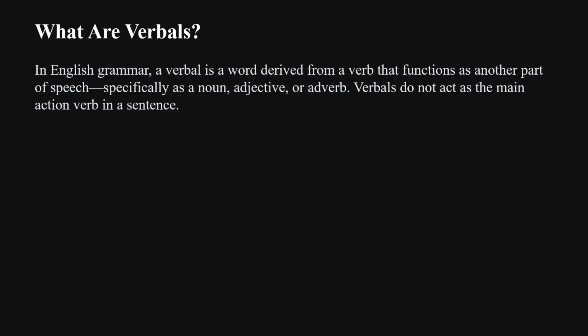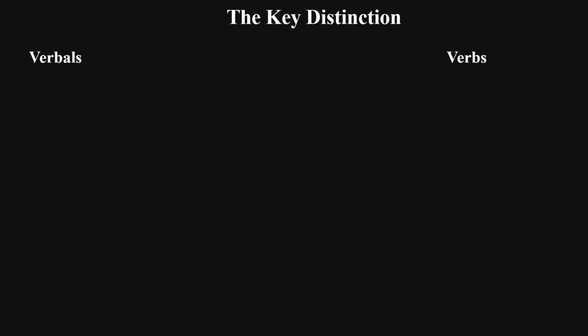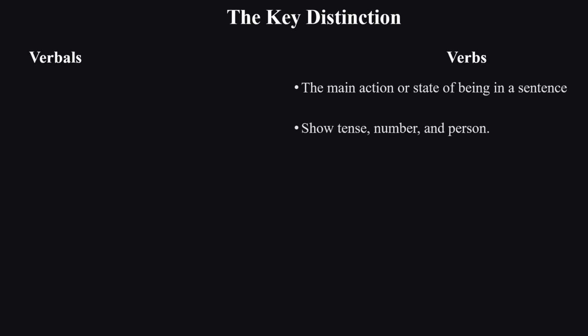Now, let's have a look at the key distinction between verbals and verbs. The key is the function. Verbs function as the main verbs, stating the main action or state of being. And they show tense, number, or person. Or, let's say, they change form as per tense, number, or person.